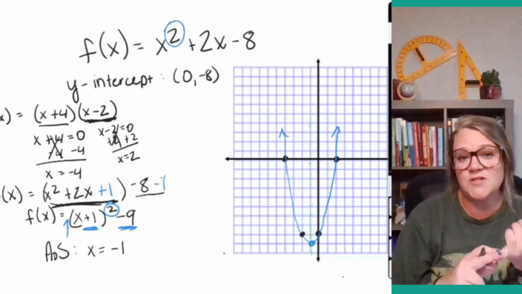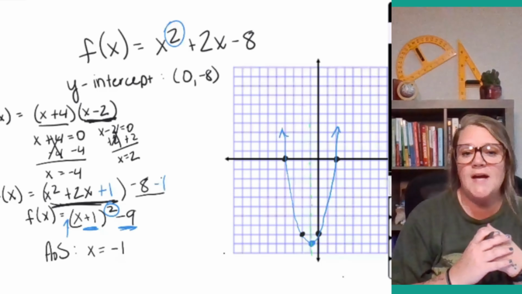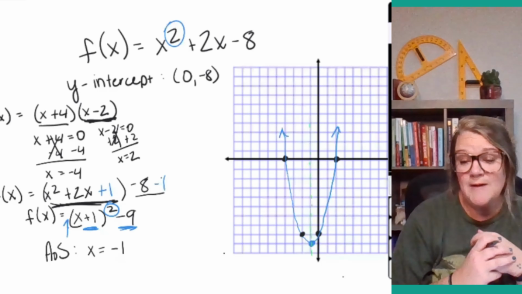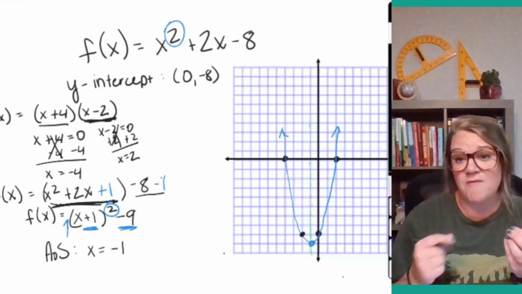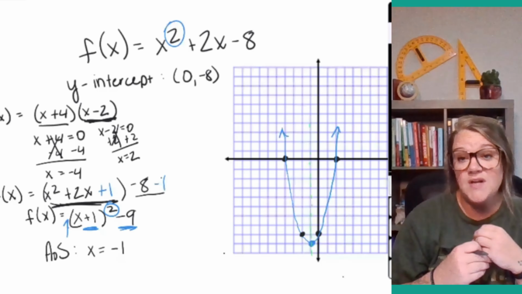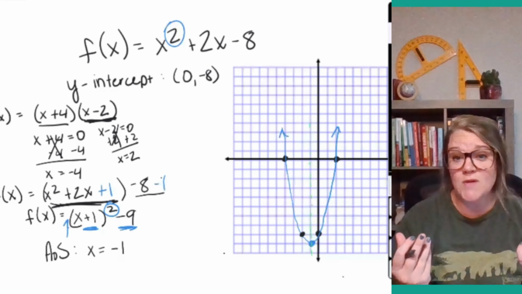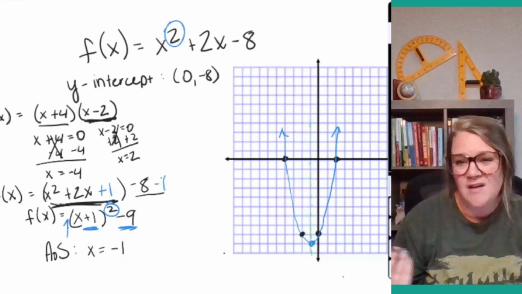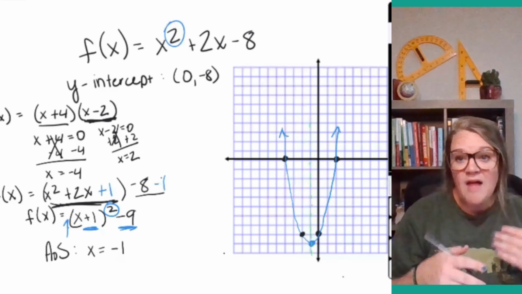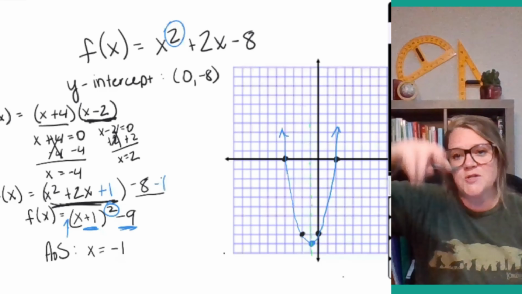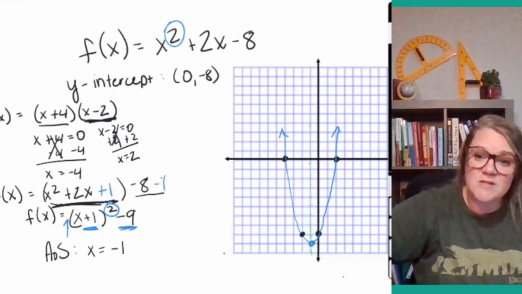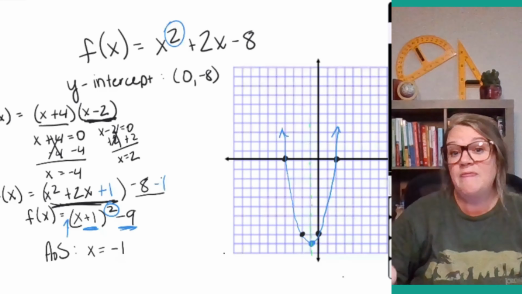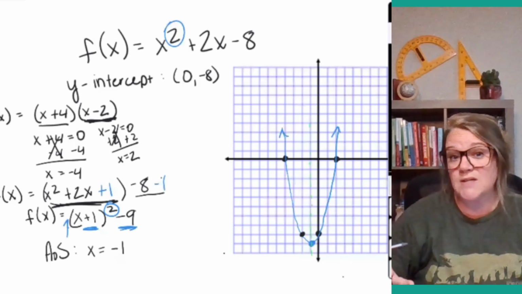We already said our vertex is the point (-1, -9). The last thing we haven't found yet is the maximum or minimum. First we have to decide: is this going to have a maximum value or a minimum value? To do that, we just think: is this a hill or is this a valley? A valley has a very lowest point, so that's going to have a minimum. A hill has a very highest point, so that's going to have a maximum. This is a valley. We've already graphed it and we can see that.